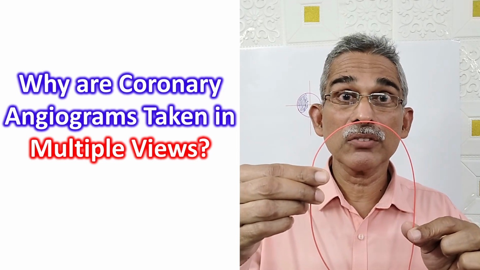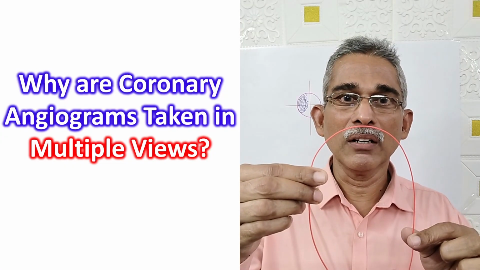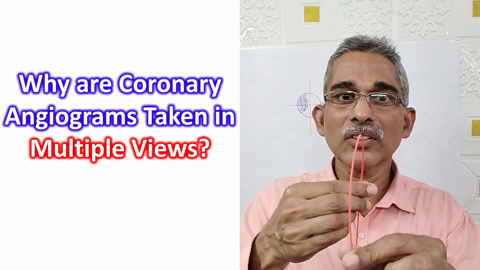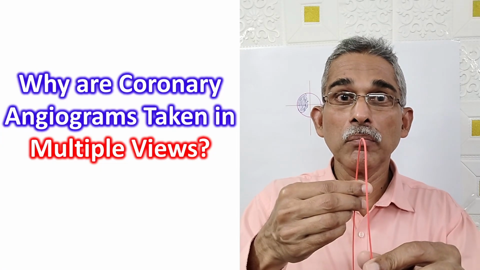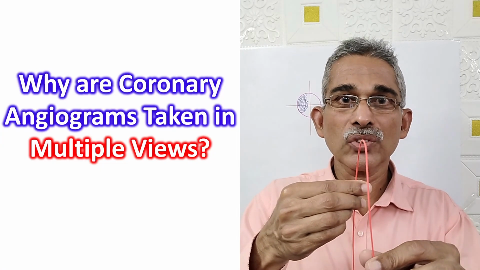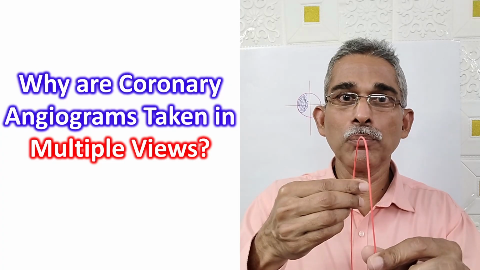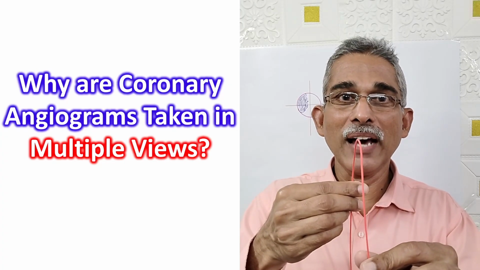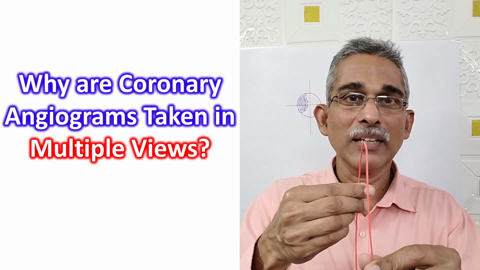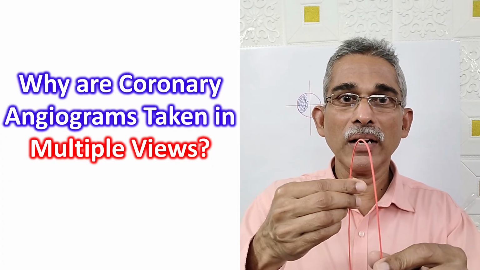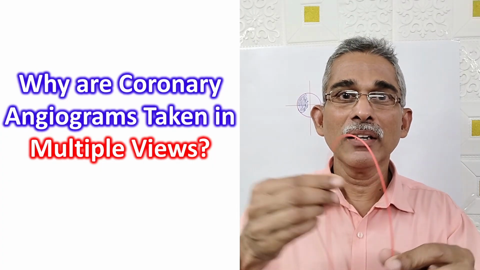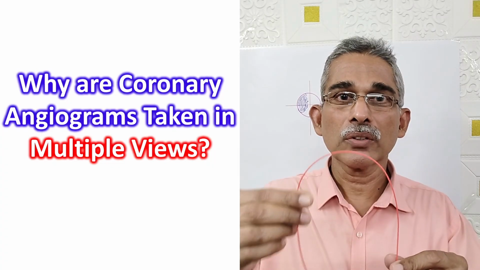Orthogonal views are views which are perpendicular to each other. This is one view and this is another view. You can see the obvious difference why you need multiple projections to see the arteries in full extent, the branching pattern, which are the diagonals, which are the septals for LAD or left anterior descending coronary artery, and also for the lesions you need multiple views.